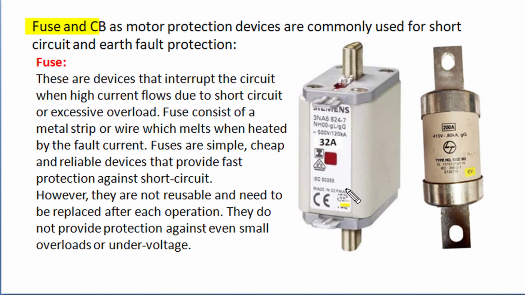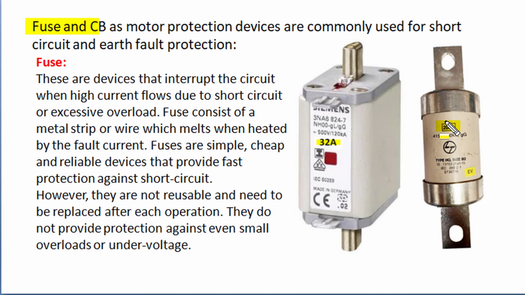A fuse basically consists of a metal strip or wire which, for normal current conditions, say for a fuse rated at 32 ampere, won't get heated up, and this fuse element at 200 ampere conditions won't get heated up. But if the current exceeds many times this full load current, that metal wire or strip gets heated up by the fault current and will break supply to the motor.